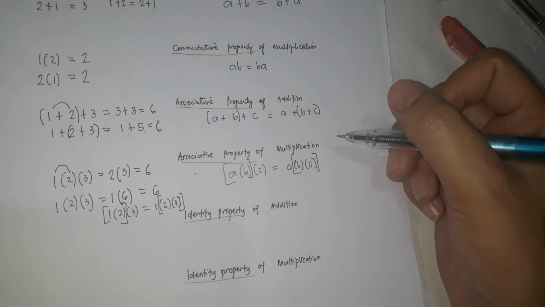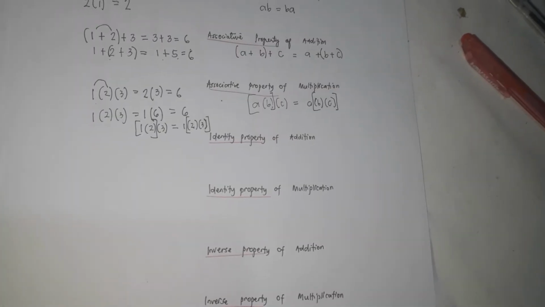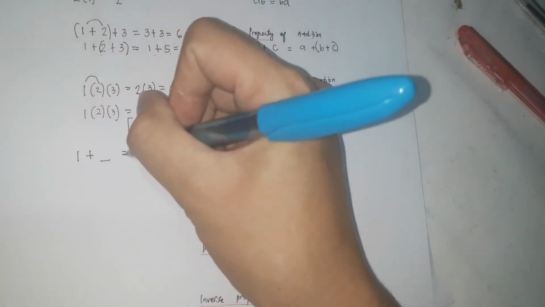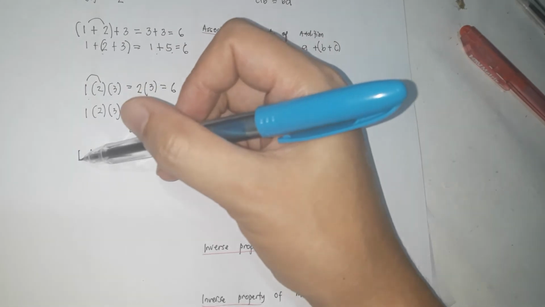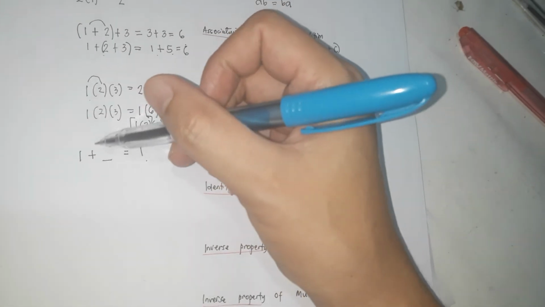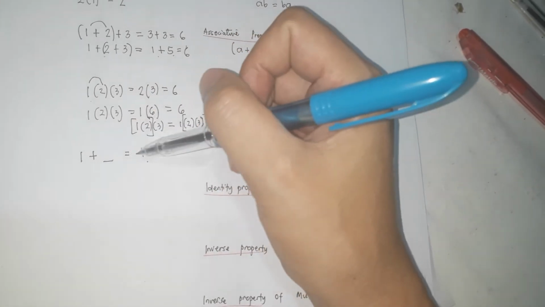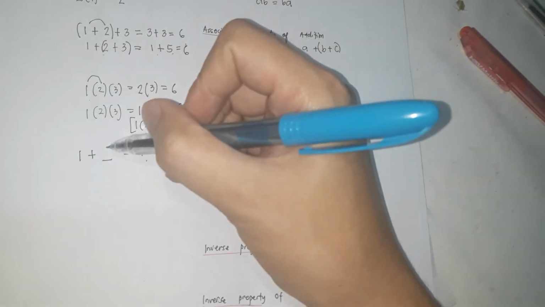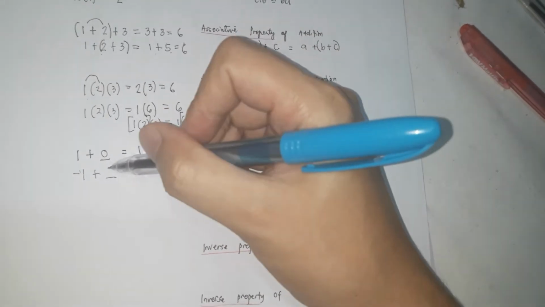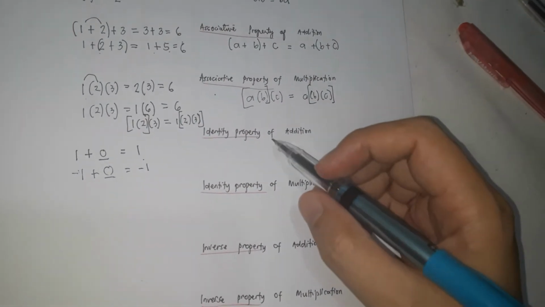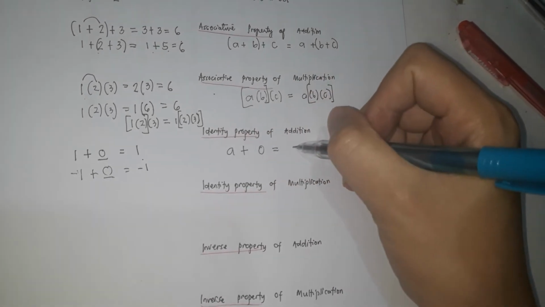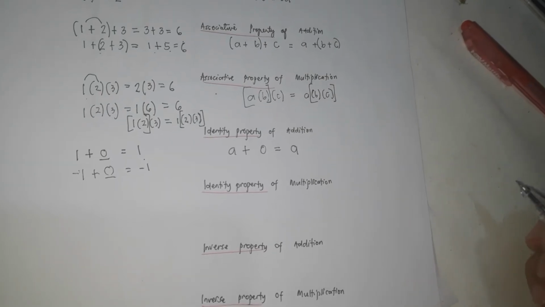The next property of operation is what we call the identity property. Why is it identity? 1 plus blank is equal to 1. This is identity because we're going to have the same result as the number that we have added. What are we going to add to 1 so that the answer would still be 1? It's 0. Very good. Negative 1 plus blank is equal to negative 1. It's 0. So identity property of addition is A plus 0 is equal to A. That's identity property of addition.